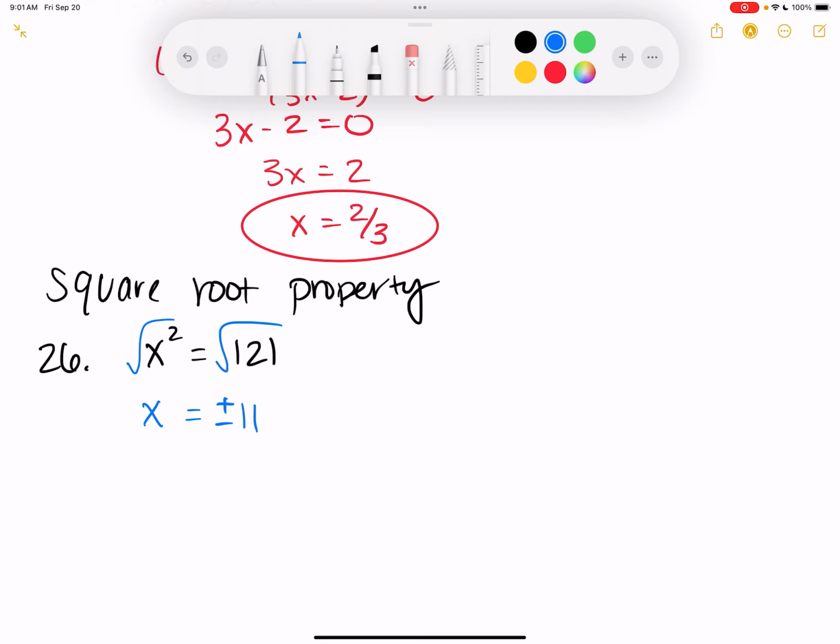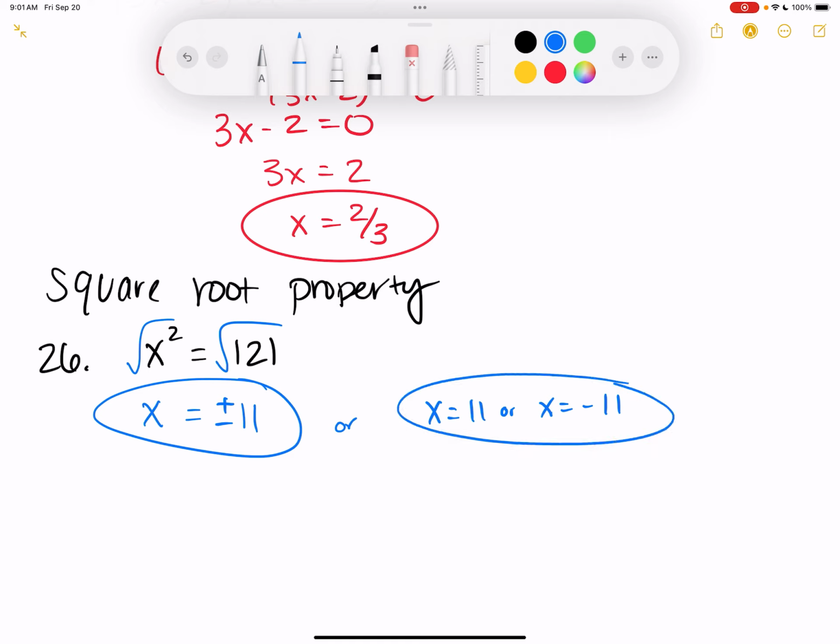You can either write it like this, or you can write it as x equals 11 or x equals negative 11. If you get into math in college, the professor is probably going to want you to write it this way, because this isn't technically right, since it can't be both at the same time. But everyone always just writes it this way, so I don't really care. Take your pick. Sometimes you'll see me write it like this, sometimes like this.